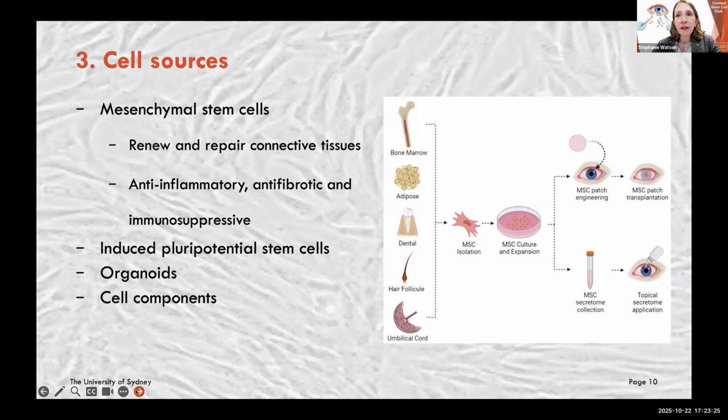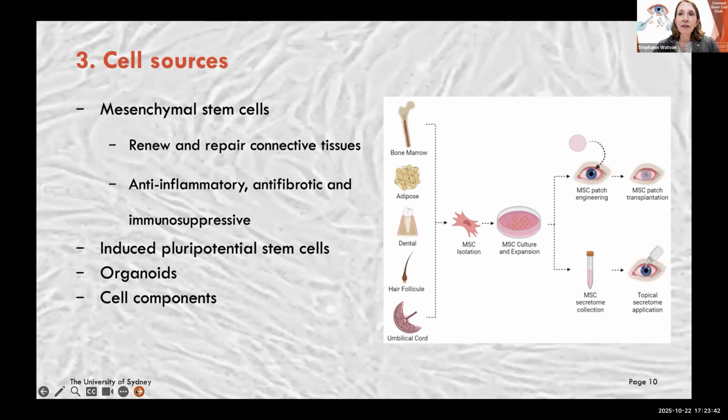There's a new type of stem cell as well called an induced pluripotent stem cell, which sounds very fancy, but we call them iPS cells. And these cells are reprogrammed cells. So you can take a cell from skin and then you can make it into a corneal cell.